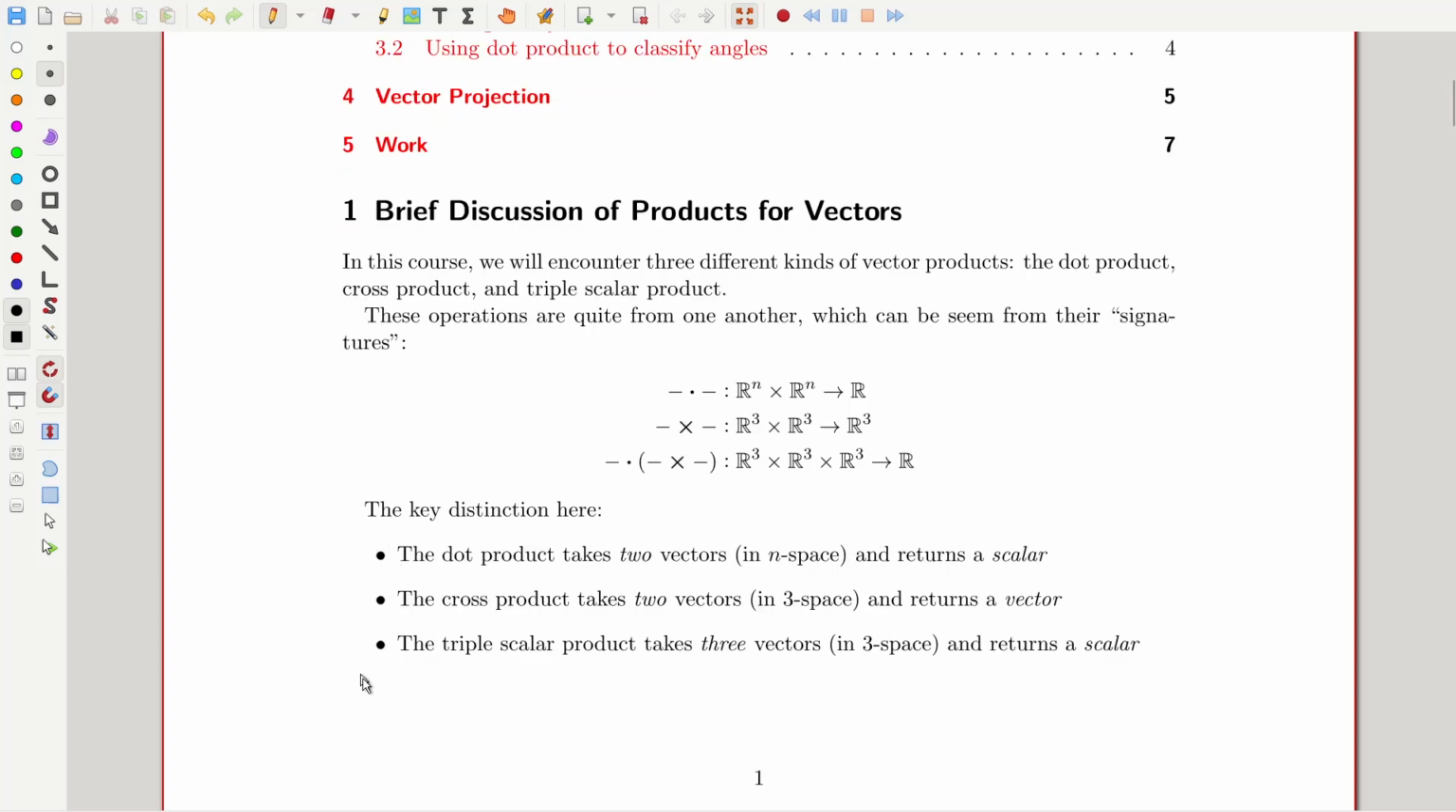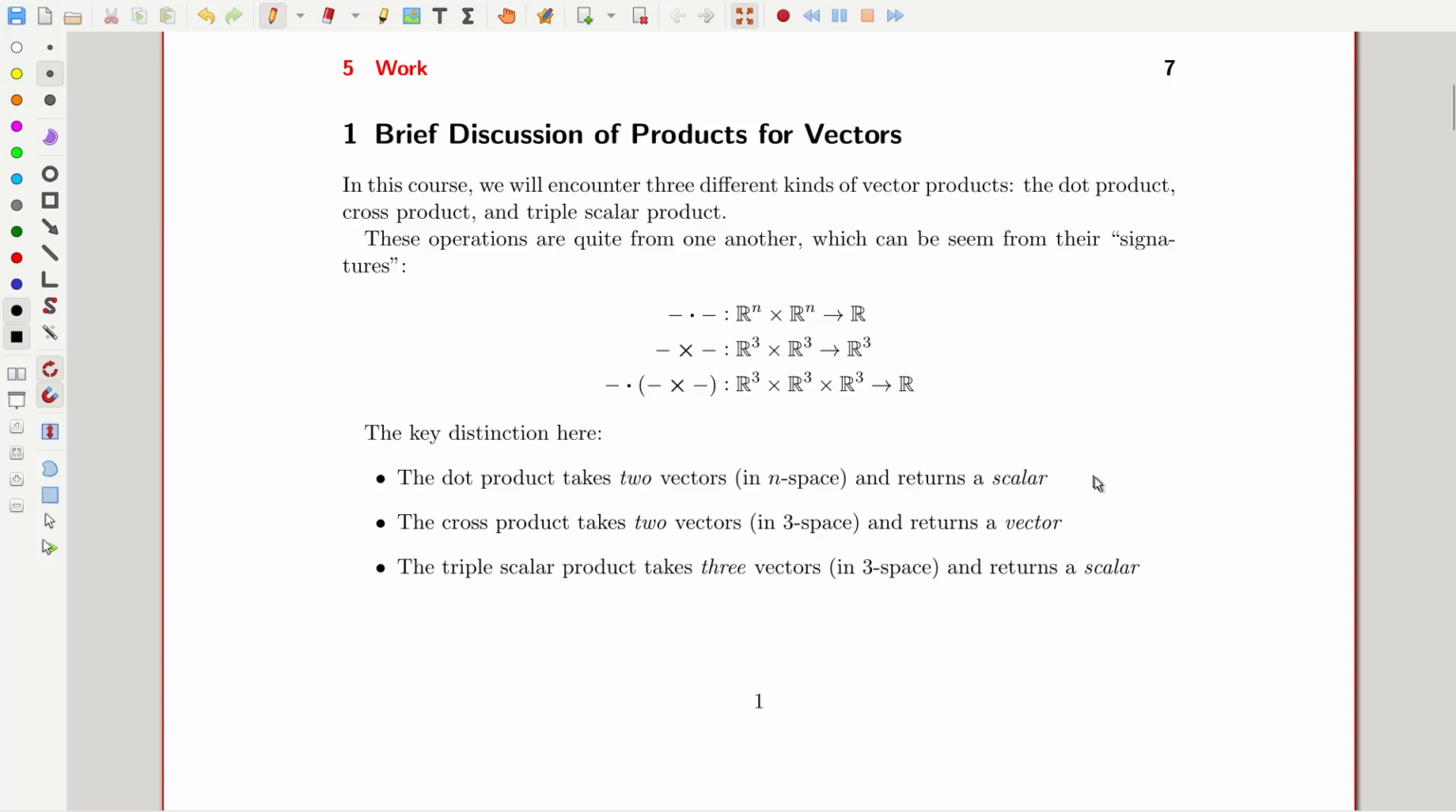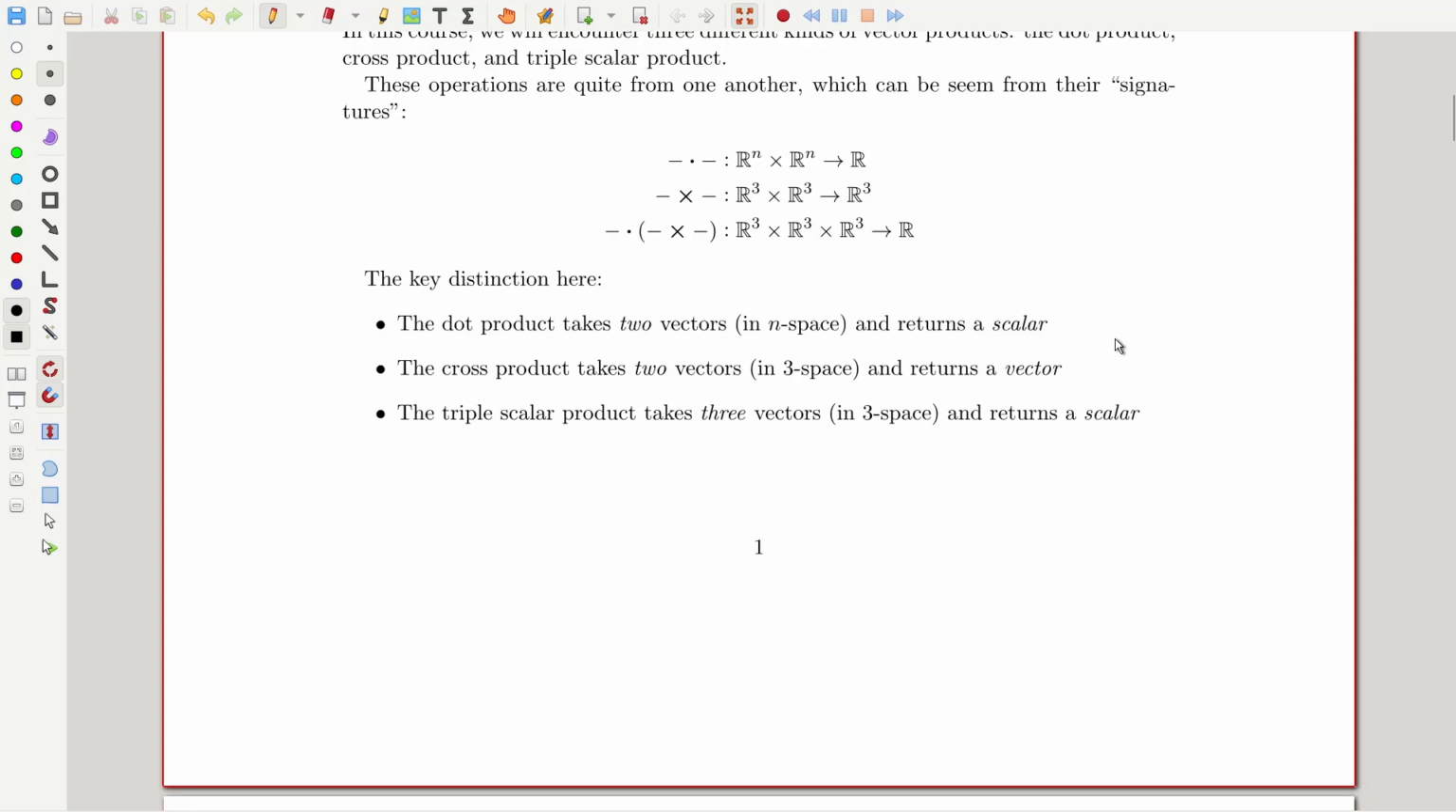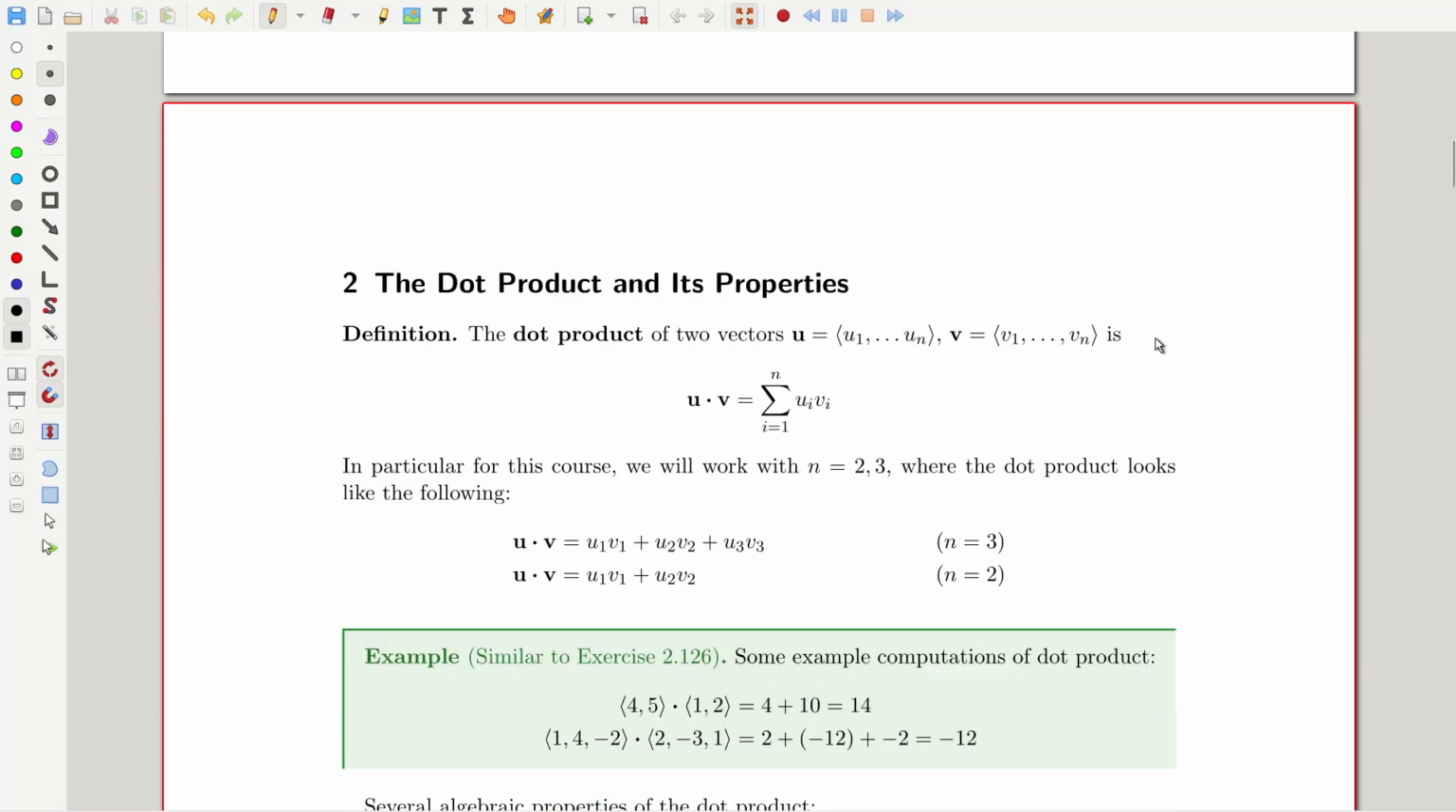And I'm emphasizing the difference between these three operations here. So dot product takes two vectors, returns a scalar. Cross product takes two vectors, returns a vector. And triple scalar product takes three vectors and returns a scalar. So in particular, the resulting output from a dot product versus a cross product are conceptually different objects. And this kind of type checking is something that you can do when you encounter an expression. Okay. But now let's switch our focus over to the dot product solely.